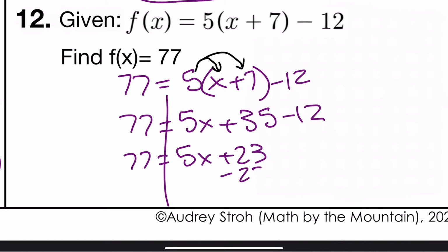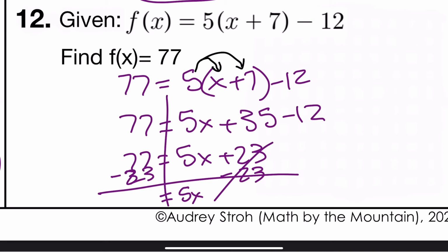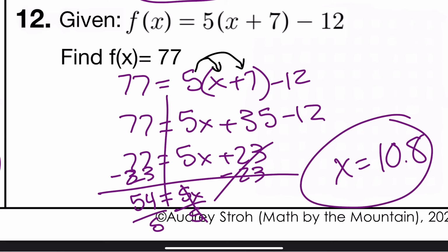Then subtract the 23 from both sides. Oopsies, 23. These are gone. So we have 5x equals 54. And then divide by 5, divide by 5. So 54 divided by 5 will be 10.8. And that's our answer for that one.